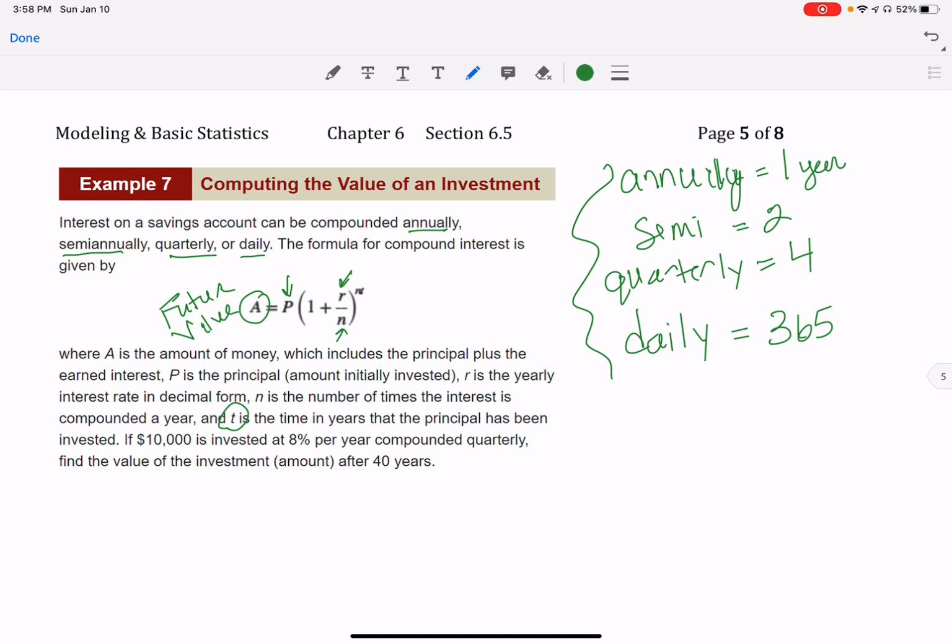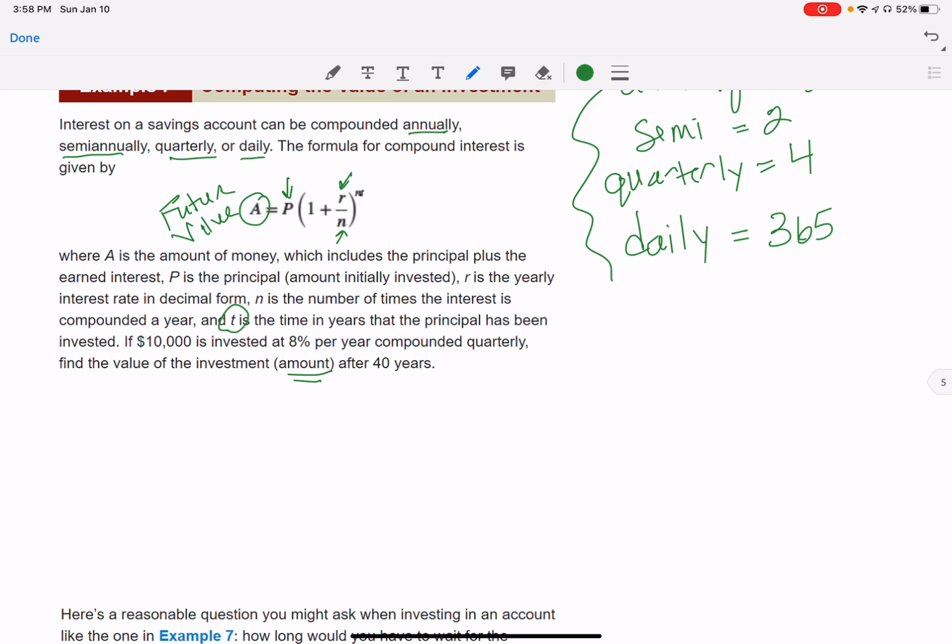Okay. All right. So it says if $10,000 is invested at 8% per year compounded quarterly, find the value of the investment, the amount, the future value, after 40 years. So let's start by writing down our key information here. Our principal is what we invest. That's our $10,000. Our rate is 8%, but we want to write that 8% as a decimal. 8% means 8 out of 100, which is 0.08.